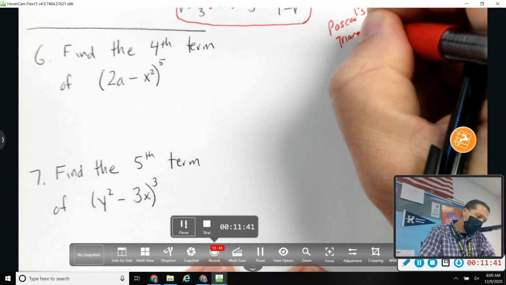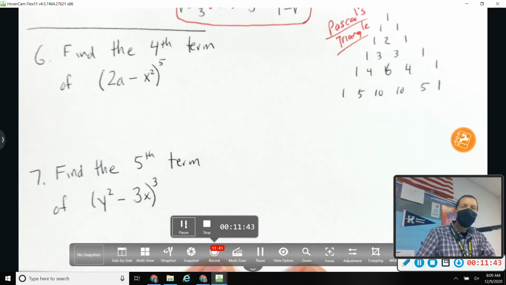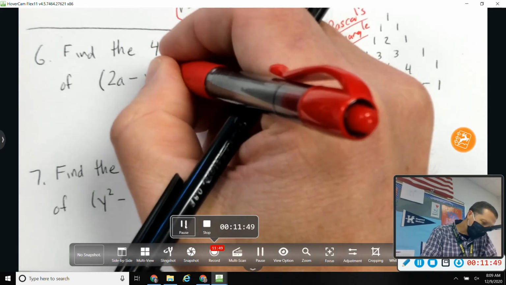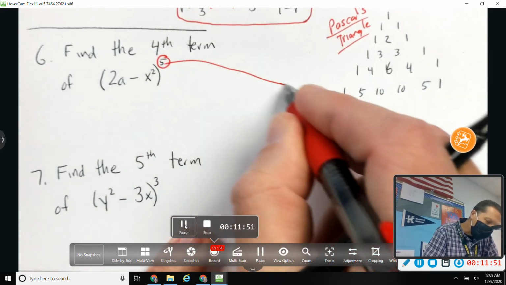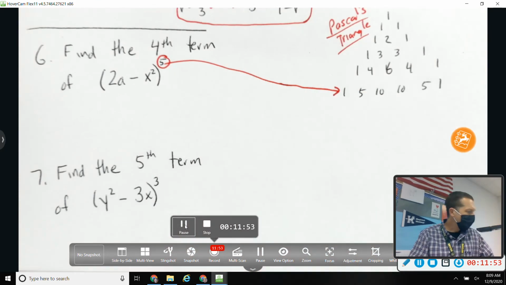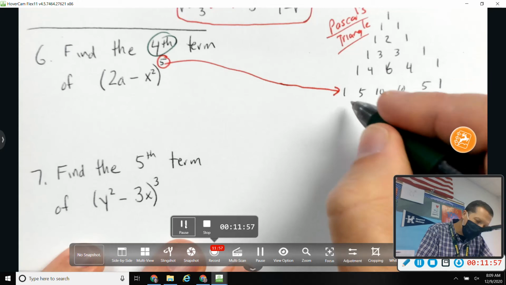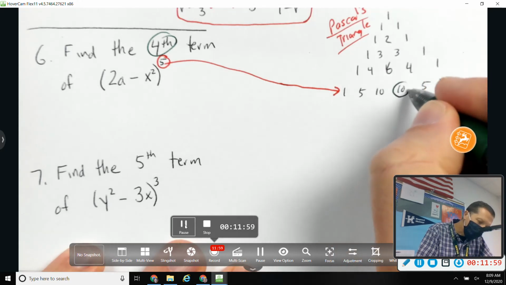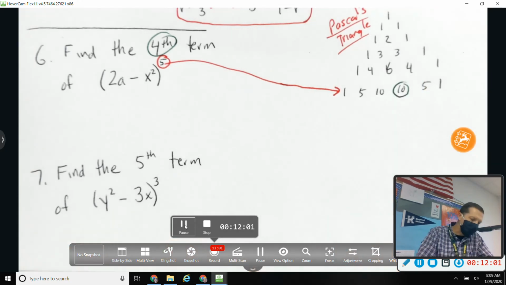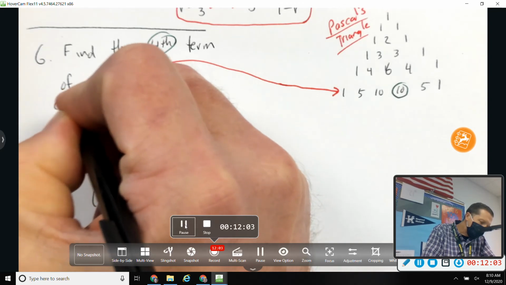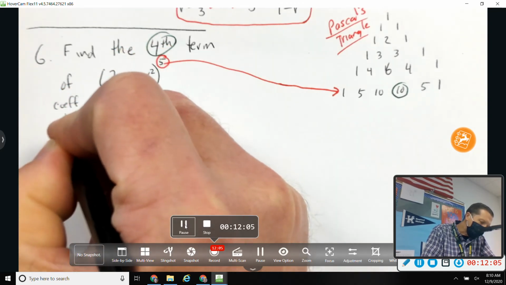Again, Pascal did a lot of stuff. Fourth term in this, something to the fifth, so I need the fifth row. At the fourth term means 1, 2, 3, 4. So my coefficient will be 10. I get that from the triangle.